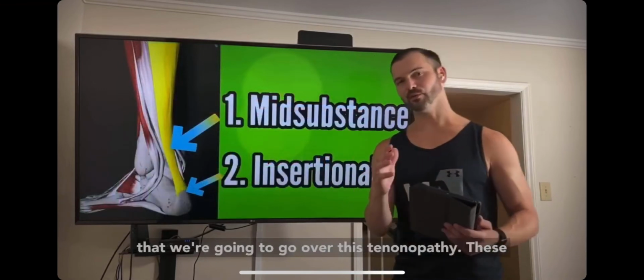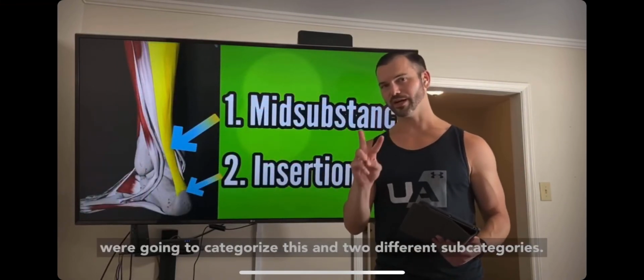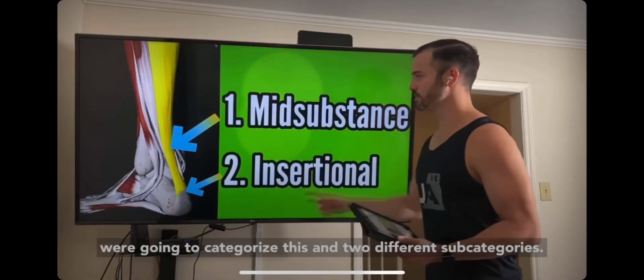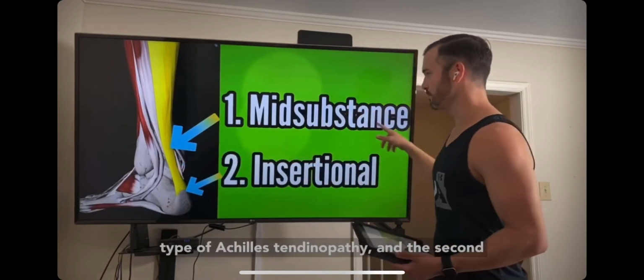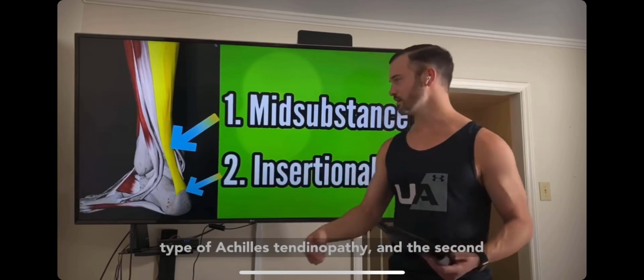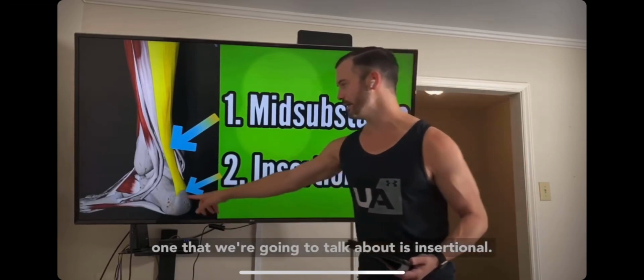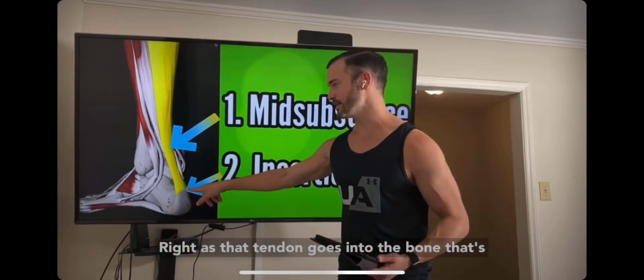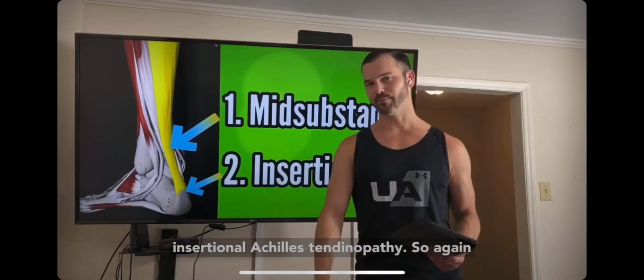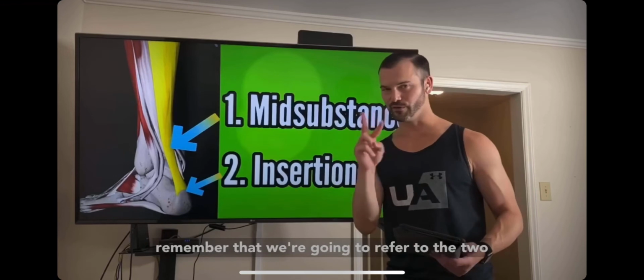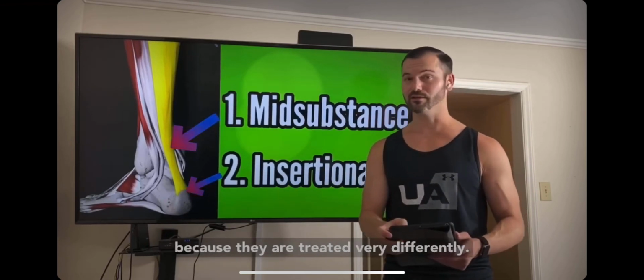The last part of the anatomy that we're going to go over with this tendinopathy is that we're going to categorize it into two different subcategories. We've got mid-substance, which is the first type of Achilles tendinopathy. And the second one that we're going to talk about is insertional. Right as that tendon goes into the bone, that's insertional Achilles tendinopathy. So again, remember that. We're going to refer to the two because they are treated very differently.